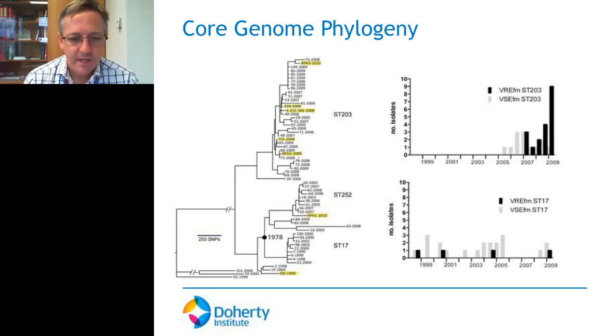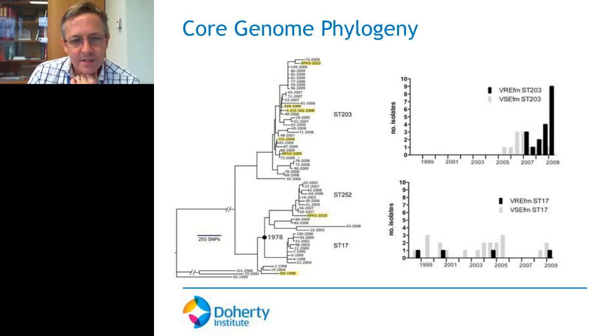And so this study here that I've put up the phylogeny from is looking at cases of VSE and VRE bacteremia at our hospital over a 10 to 12 year period and looking at the genetic relationship of the isolates. On the left here we have the phylogeny of the isolates, over 10 to 12 years, and all the ones in black are the ones from our hospital, and the ones in yellow are ones from other hospitals throughout Australia and even an isolate from overseas.